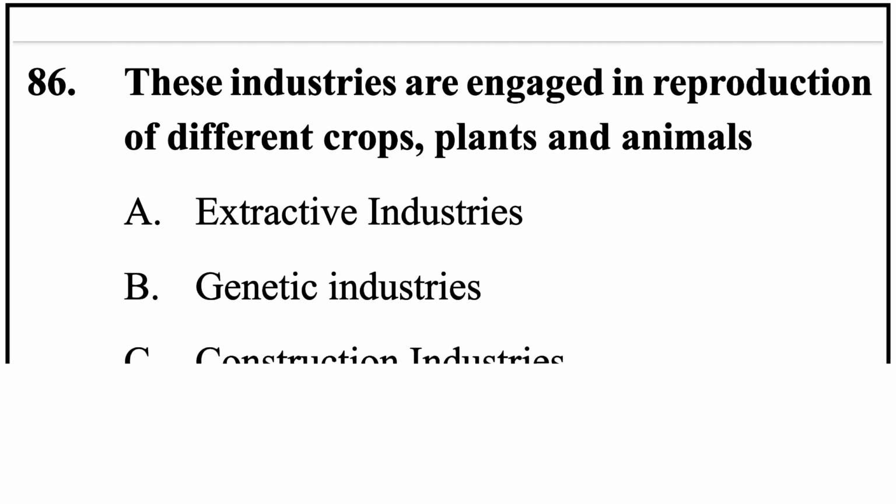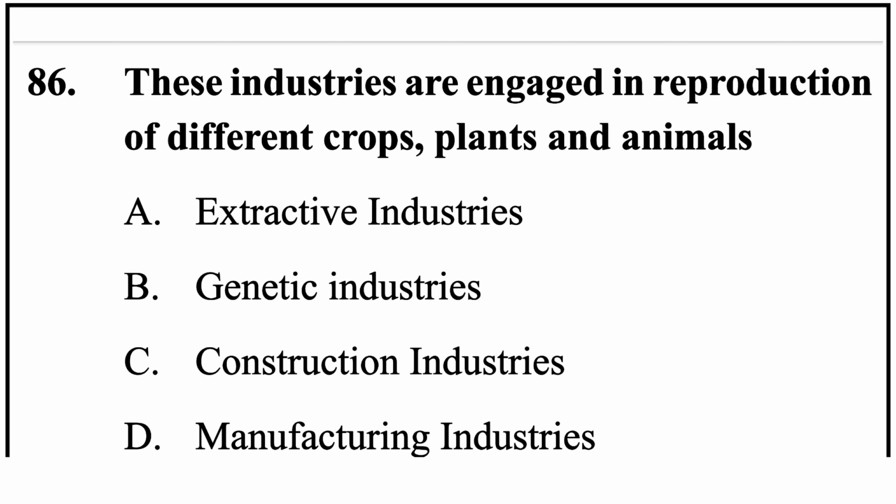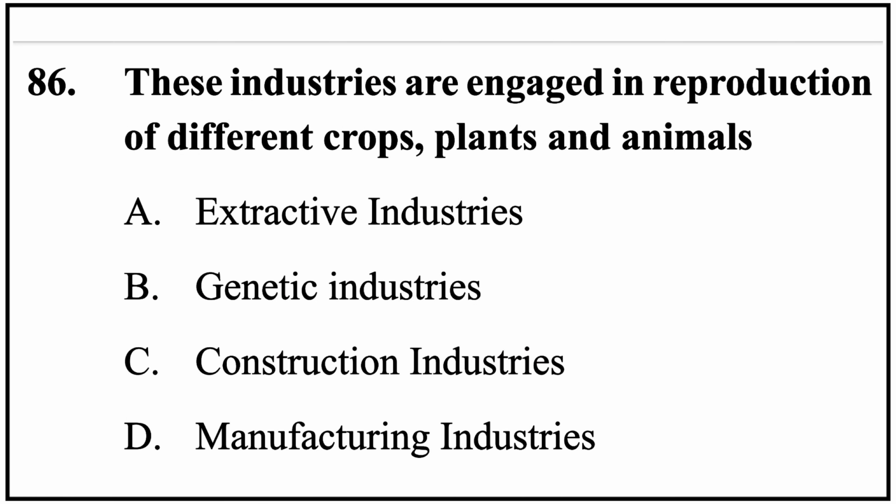86. These industries are engaged in reproduction of different crops, plants and animals. Our options are A. Extractive industries, B. Genetic industries, C. Constructive industries, D. Manufacturing industries.